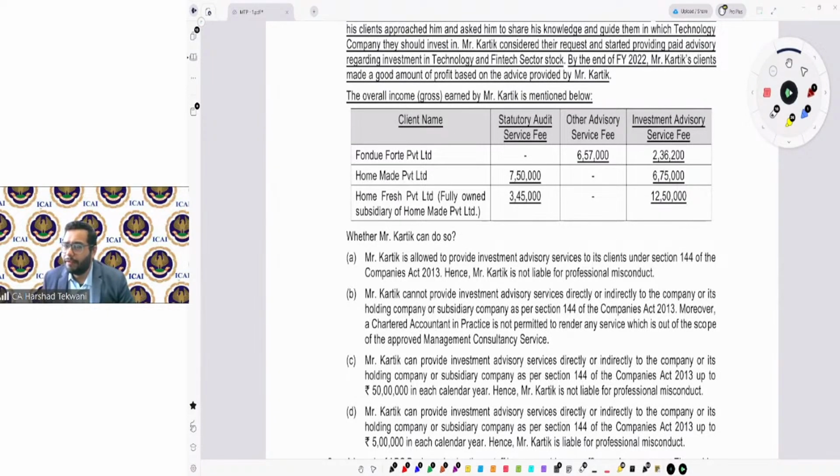Come on guys, quickly. Whether Mr. Karthik is allowed or not. In the exam, you will have limited time to answer the question. So within the time frame, you need to answer the question and then provide the details.